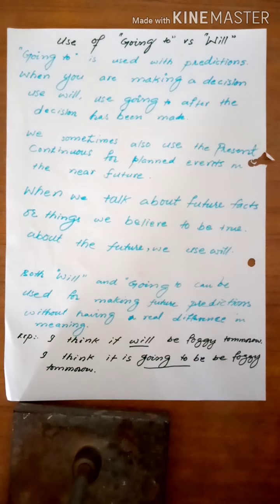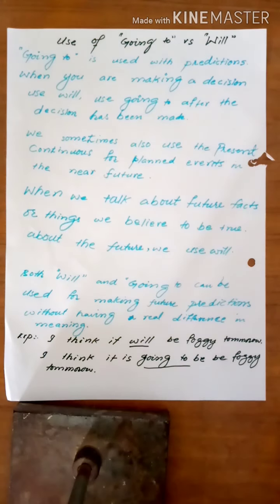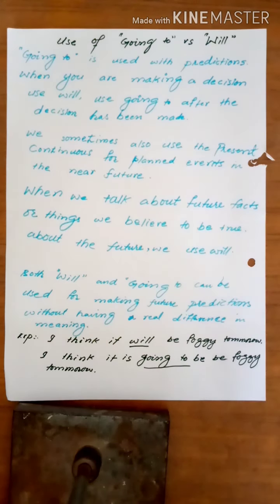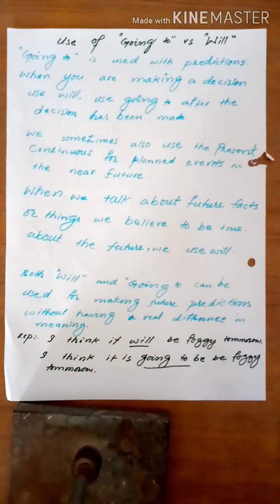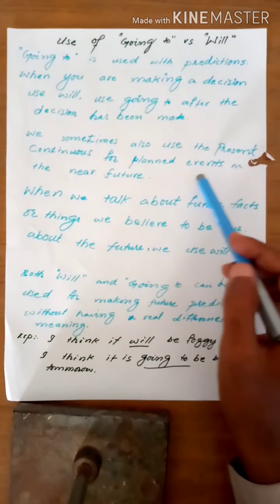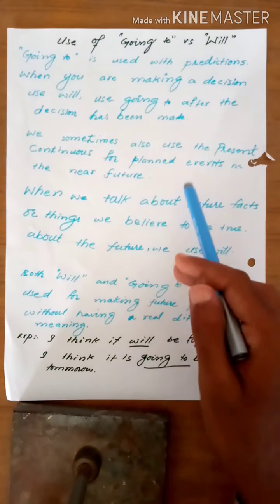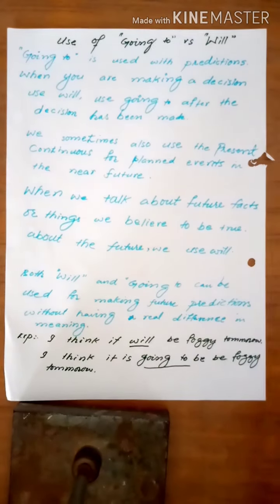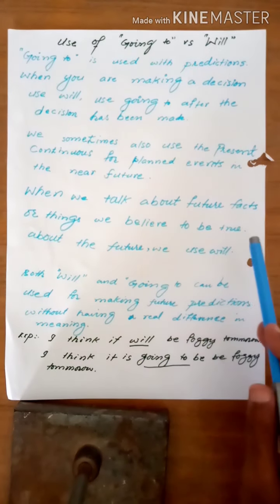I will call the police, तो अगर आपने आवाज़ बंद न की तो मैं पुलिस में रिपोर्ट करूंगा या मैं पुलिस को बुलाऊंगा। That means मैं इनको धमकी दे रहा हूँ, किसी इंसान को भी जो जुमला यूज़ कर रहा हूँ मैं, तो वो मैं कोई फ़ैसला करूँगा यानी मैं पुलिस को बुलाऊंगा, तो ये फ़ैसले में यूज़ होता है। We sometimes also use the present continuous for planned events in the near future. When we talk about future facts or things we believe to be true about the future, we use will.